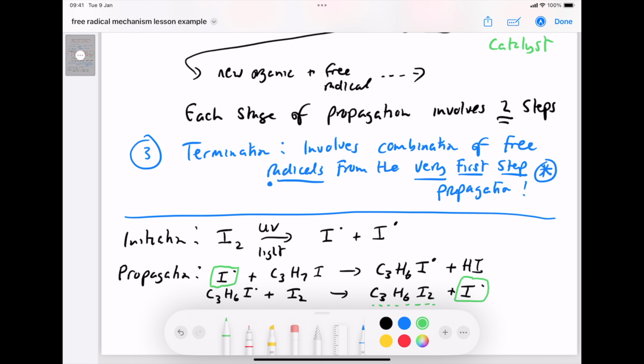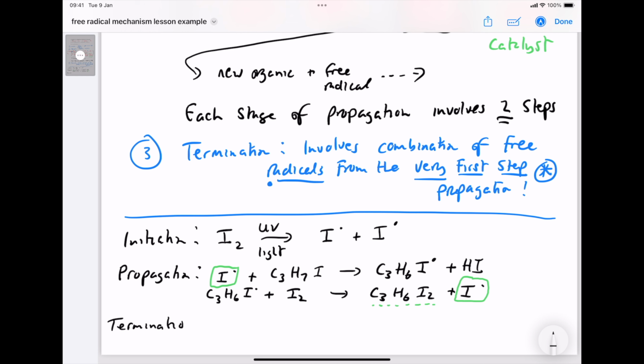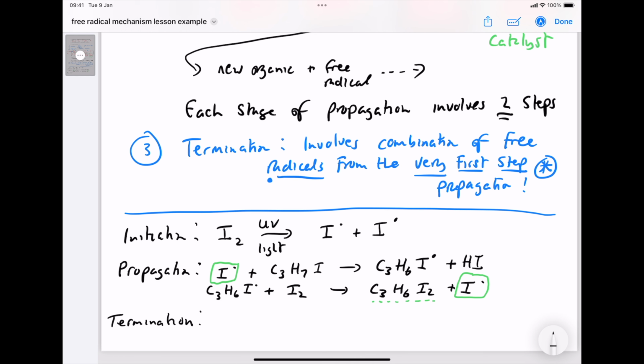Termination. I just said termination involves the combination of the radicals from the very first step. Let's look at the possible combinations. So what are the radicals in the first step? Well, if I just put a tick next to them, it's this one and this one. So what combinations can we have? Well, we can have I dot plus I dot goes to I2.